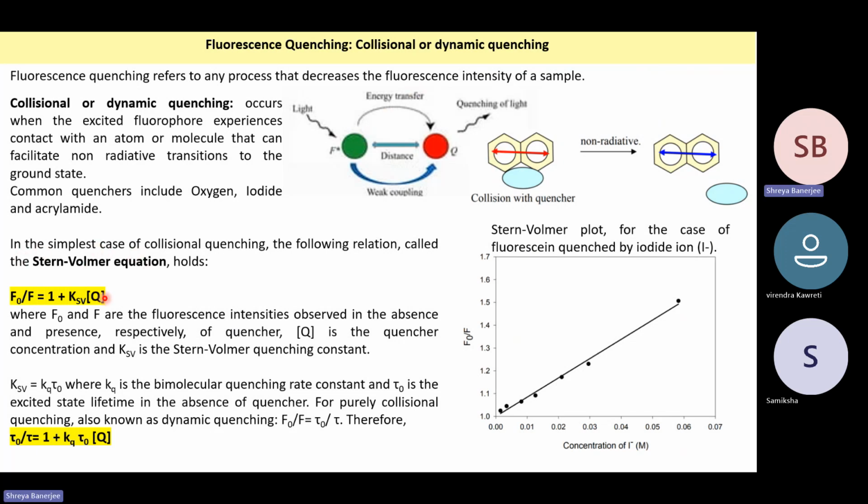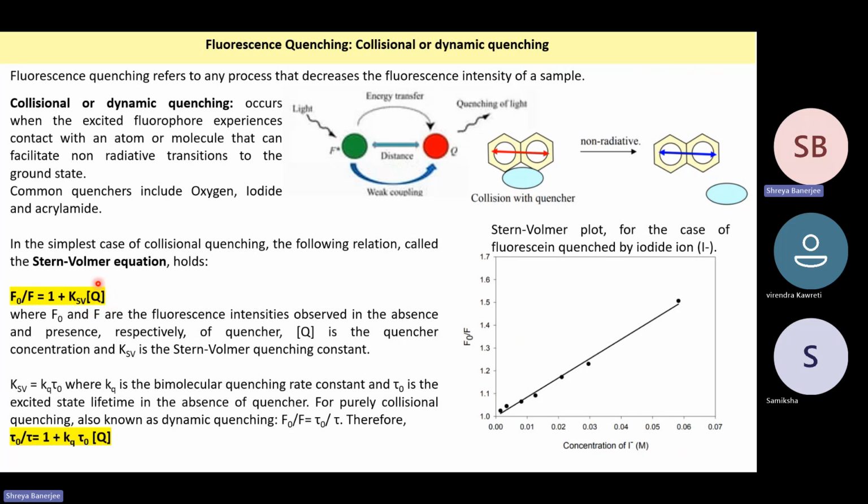There is an equation which defines this, called the Stern-Volmer equation. F0 is the fluorescence intensity in the absence of the quencher, and F is the fluorescence intensity when the quencher is present. So F is always less than F0, so F0 by F is greater than 1. This is defined as 1 plus a constant Ksv times the concentration of the quencher.